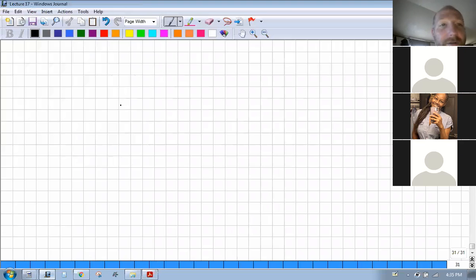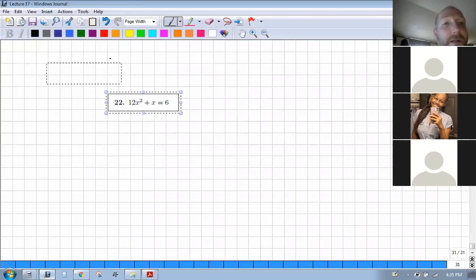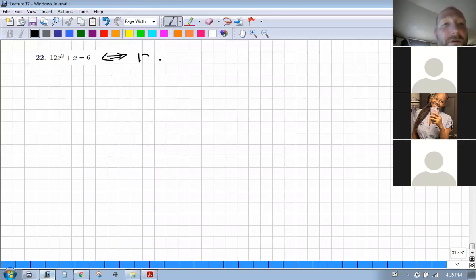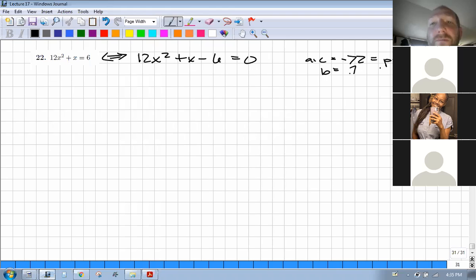Let's look at number 22. All right, let's put this in standard form. All right, our a times c here, 12 times 6 is -72 again. Our b here is 1. So how about we do, let's see, what can we do? See, 2 and 36. 72 divisible by 3. Let's find out.